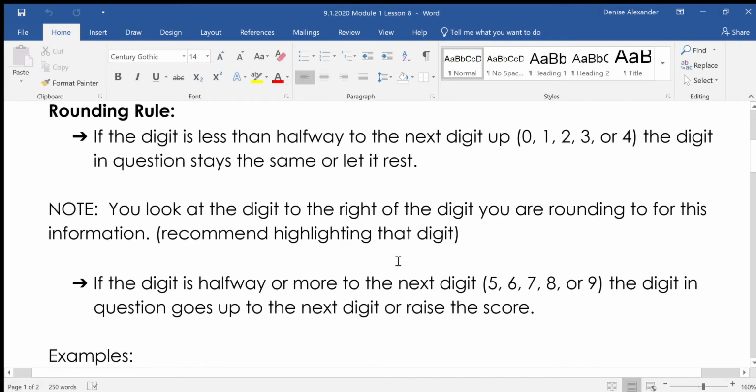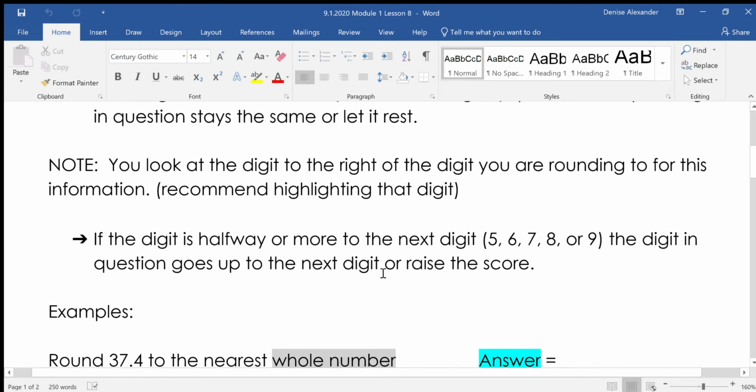So, the rounding rule. If the digit is less than halfway to the next digit, so 0, 1, 2, 3, 4, the digit stays the same, or you let it rest, like the song says. If the digit is 5, 6, 7, 8, or 9, the digit goes up to the next digit, so you raise your score. But remember, after all of that, you need to make sure you put zeros in its place.